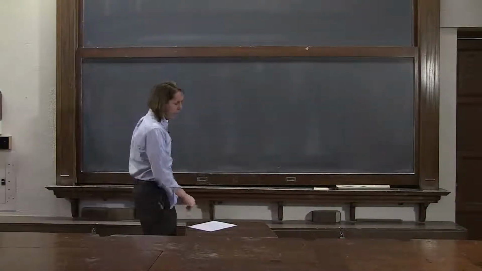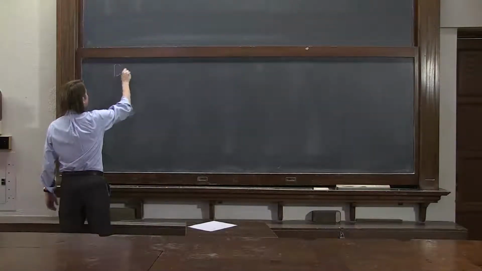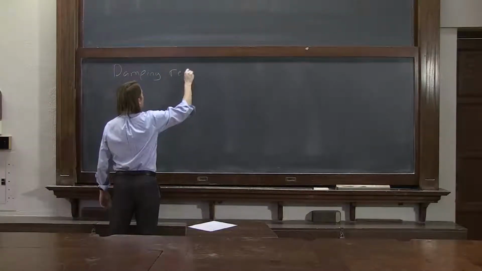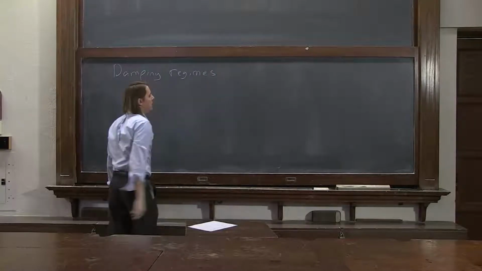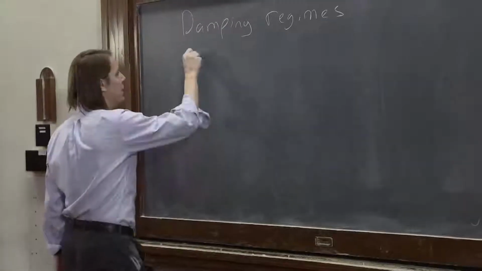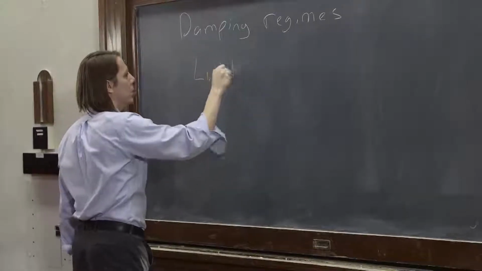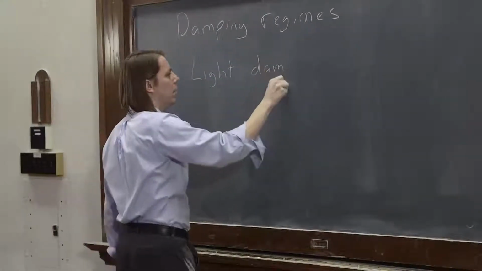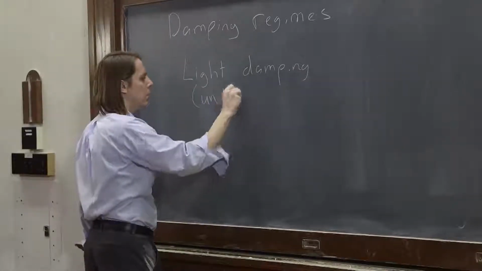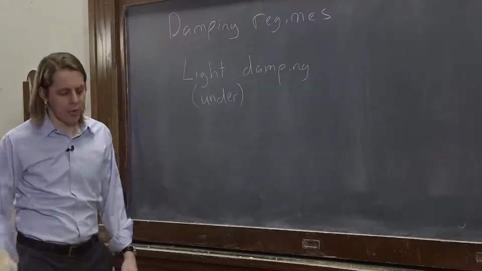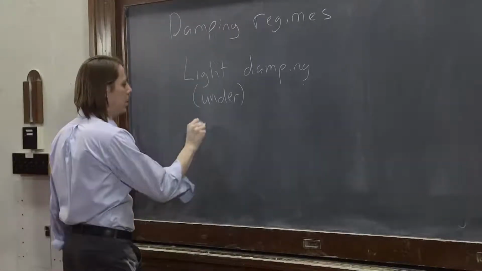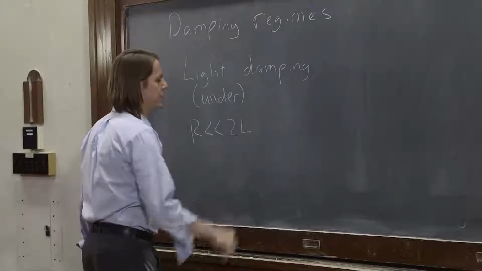The RLC circuit has different damping regimes. Its behavior depends on how much damping there is. So one is called light damping, or underdamping is another name for it. It occurs when R is much less than 2L.